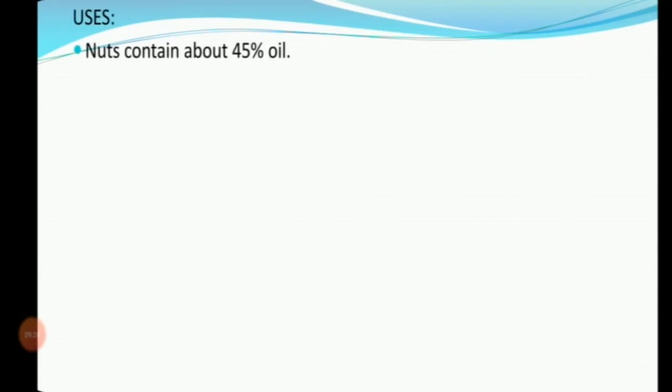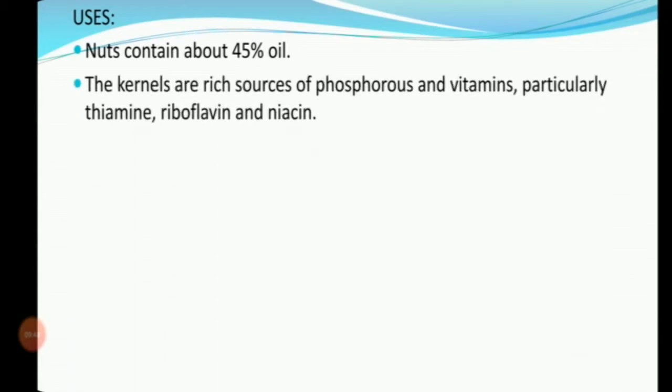Groundnuts are very useful to us. The nuts contain about 45% oil. Groundnut oil is extracted from the chekku, the wooden mill, where groundnuts are crushed to get the oil. Nearly 45% of the groundnut is oil. The kernels are a rich source of phosphorus and vitamins, particularly thiamine, riboflavin and niacin. All these substances are very useful for a healthy life.